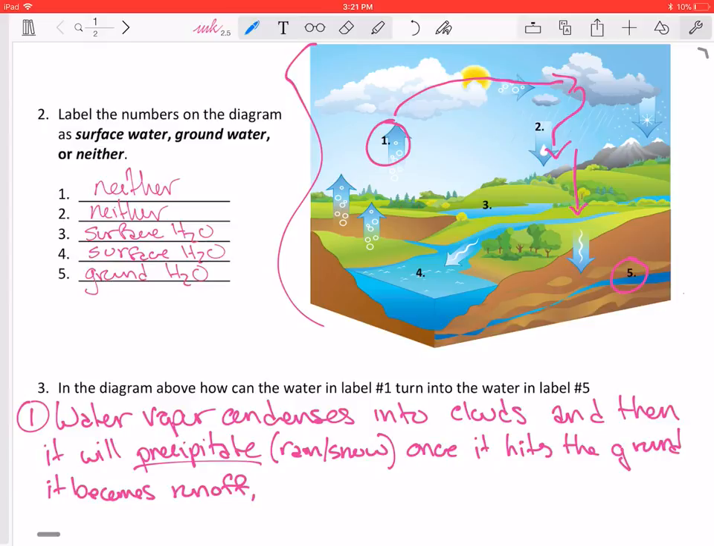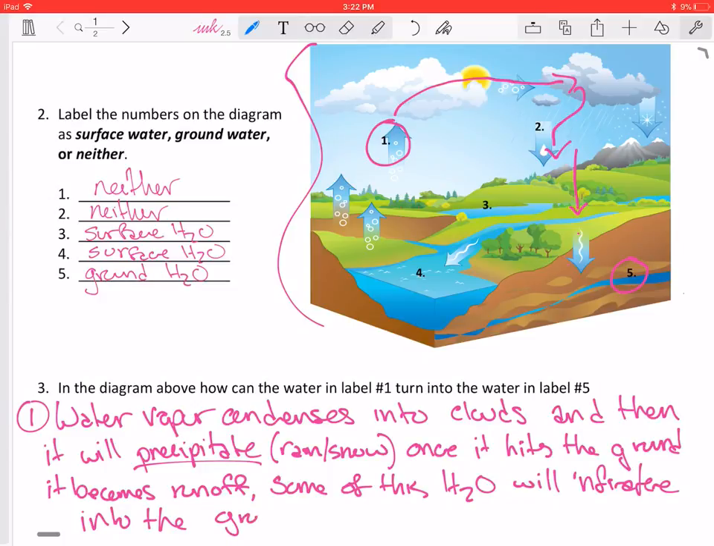And some of this water that hits the ground will infiltrate. This is this step right here. Remember our term infiltrate from the water cycle. Some of that water will infiltrate into the groundwater table.